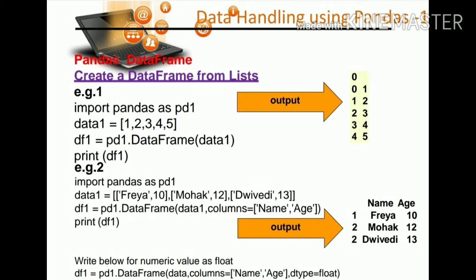Automatically it will give index as 0, 1, 2, 3, 4, and your data will display as 1, 2, 3, 4. Means we have two columns. First is the index column and the second one is the value which we are giving. I hope it is clear. Now see the second example.